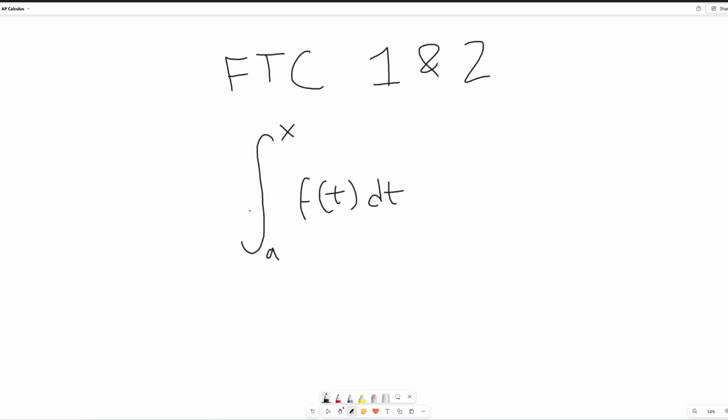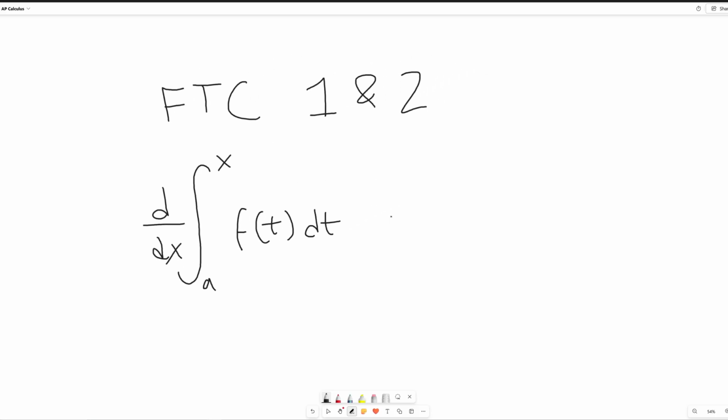That means that if you have a function and then it says like g of x equals this function, that means g of 3 is just the area under the curve from this constant to 3 of this f of x or f of t function. So the first fundamental theorem of calculus says that if you take the derivative of this function, you will get f of x.